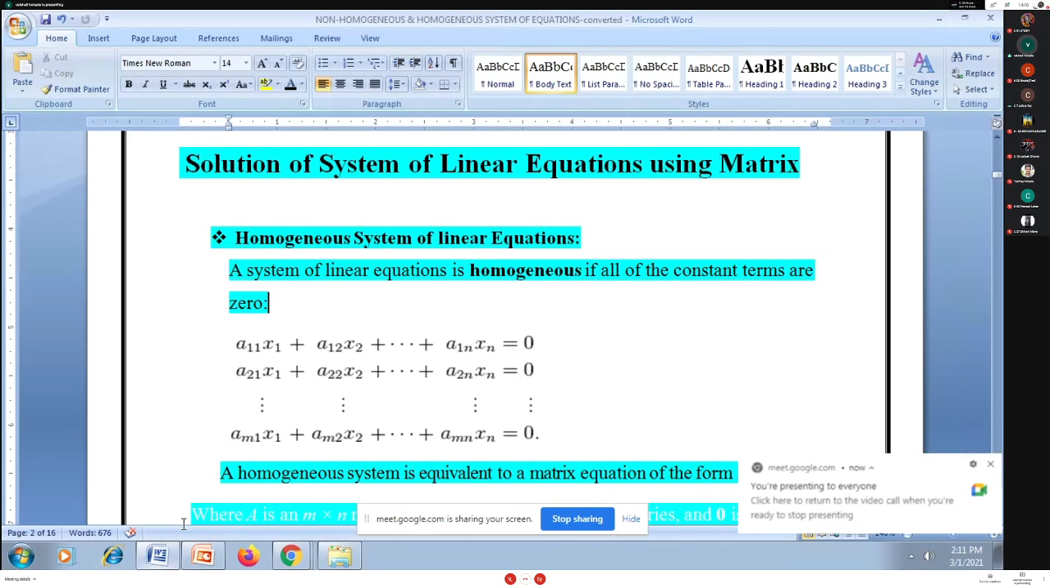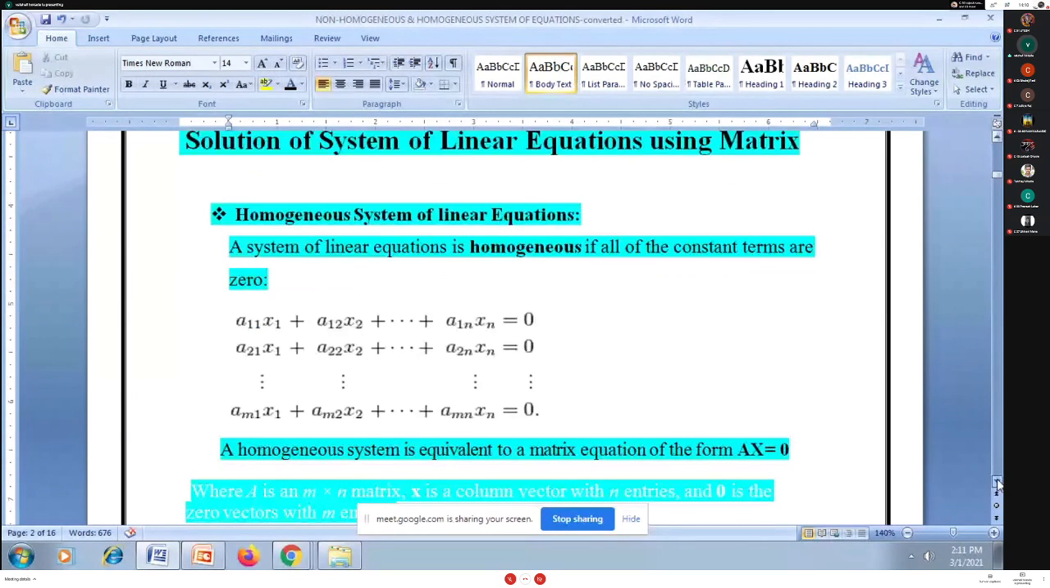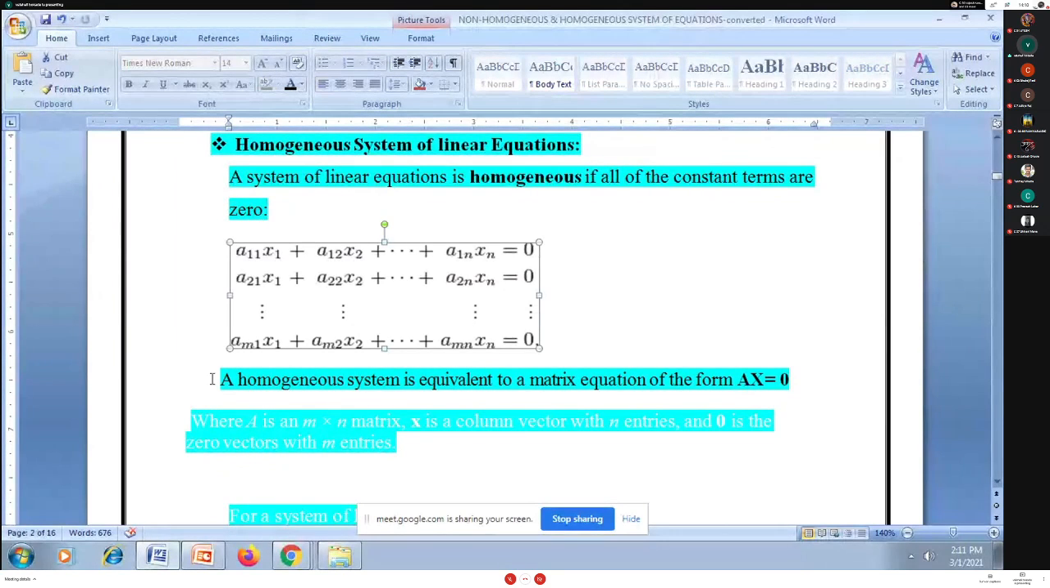Say I have m equations and n unknowns, and on the right hand side all entries are 0. This is a homogeneous system. Whenever there are certain constants there, a combination of 0 and constants, I will have a non-homogeneous system of equations. This is one of the homogeneous systems of equations.